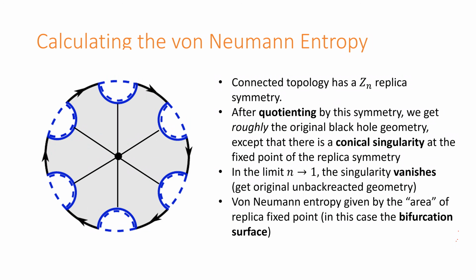But in the limit that it's very, very close to 1, then you end up getting a contribution to the von Neumann entropy, which is just given by the area of this fixed point. In this case, the fixed point ends up being the bifurcation surface of the black hole. In 2D gravity, the area is really the dilaton. And so we get an answer that's the value of the dilaton at the bifurcation surface of the black hole. That's the Bekenstein.